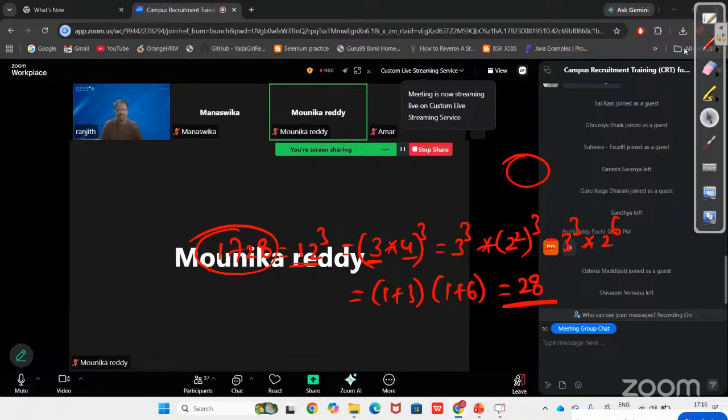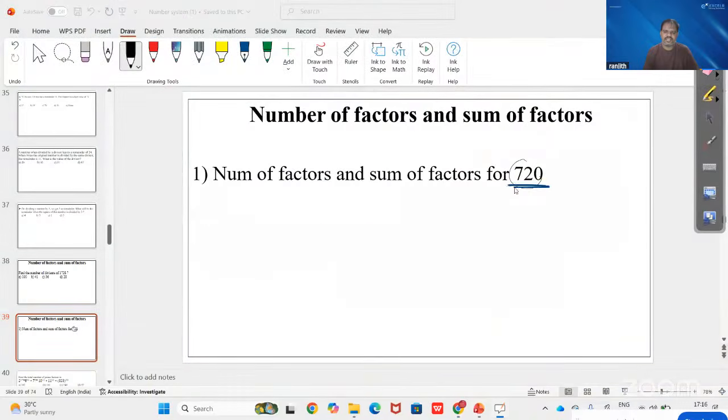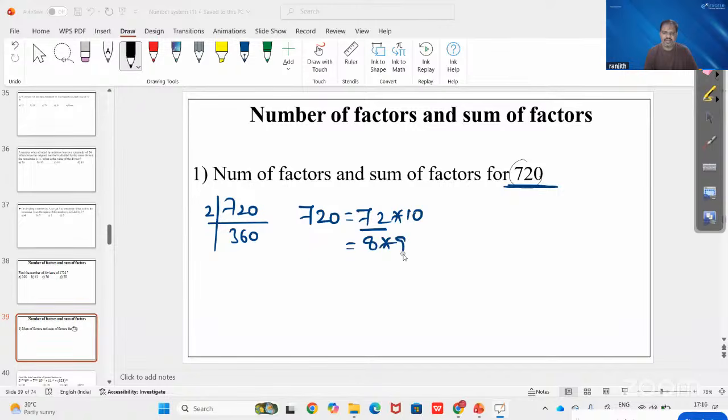30, sir. So the answer is 30. Yes, 30. So how do we find the number of factors of 720? Don't write 720 divided by 2, that is 360 and 180. Instead of writing that, 720 can be written as 72 into 10. 72 is not a prime number, so 72 can be written as 8 into 9, and 10 can be written as 2 into 5.